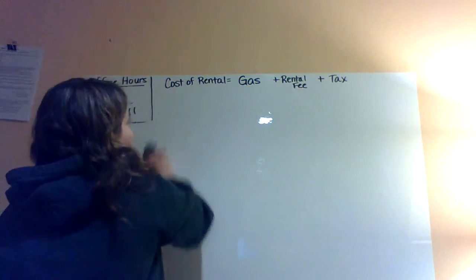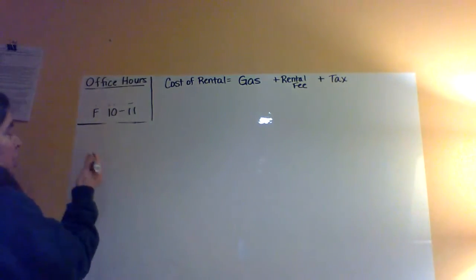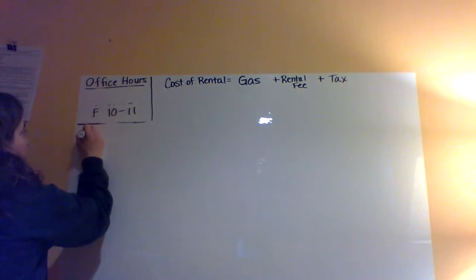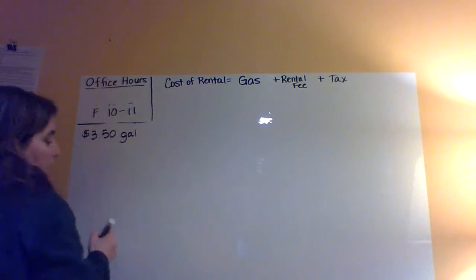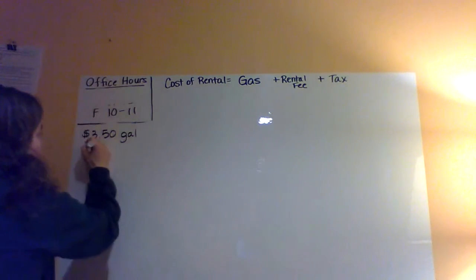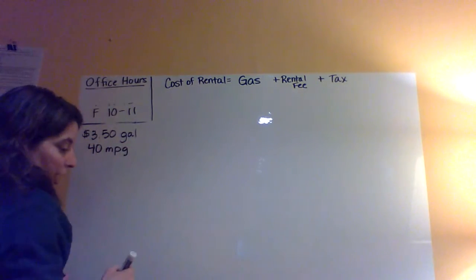Okay. Now, as I said, the information we want to remember for this is that gas is still $3.50 a gallon. The rental car still gets 40 miles to the gallon, 40 miles per gallon.